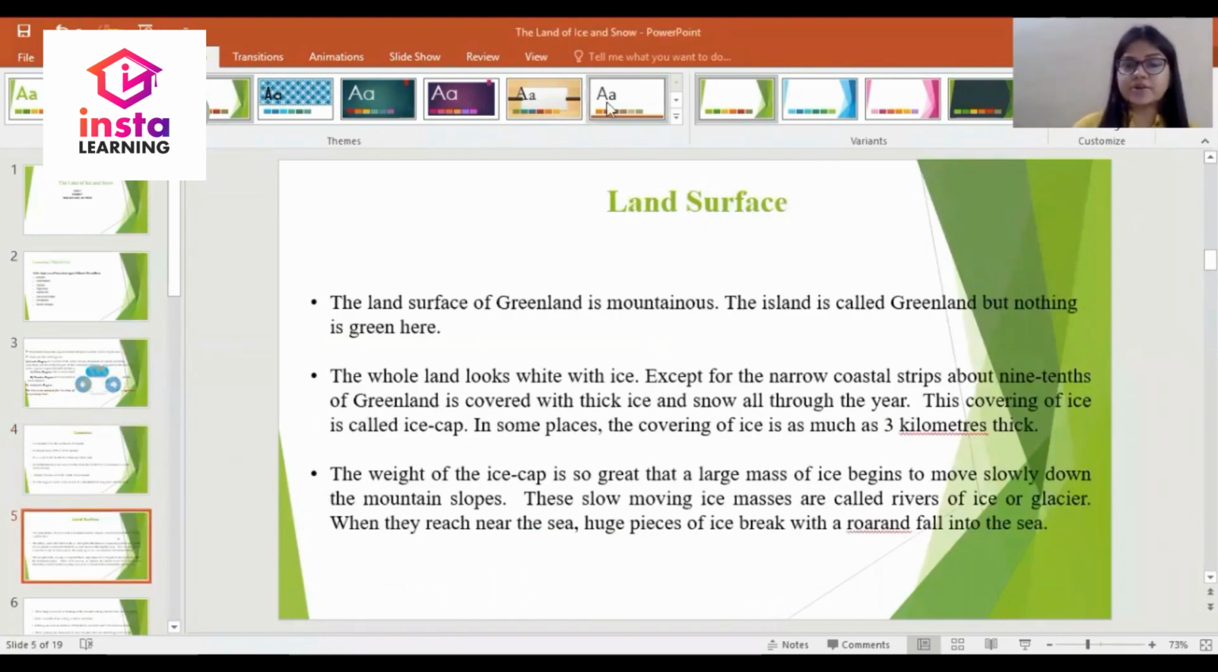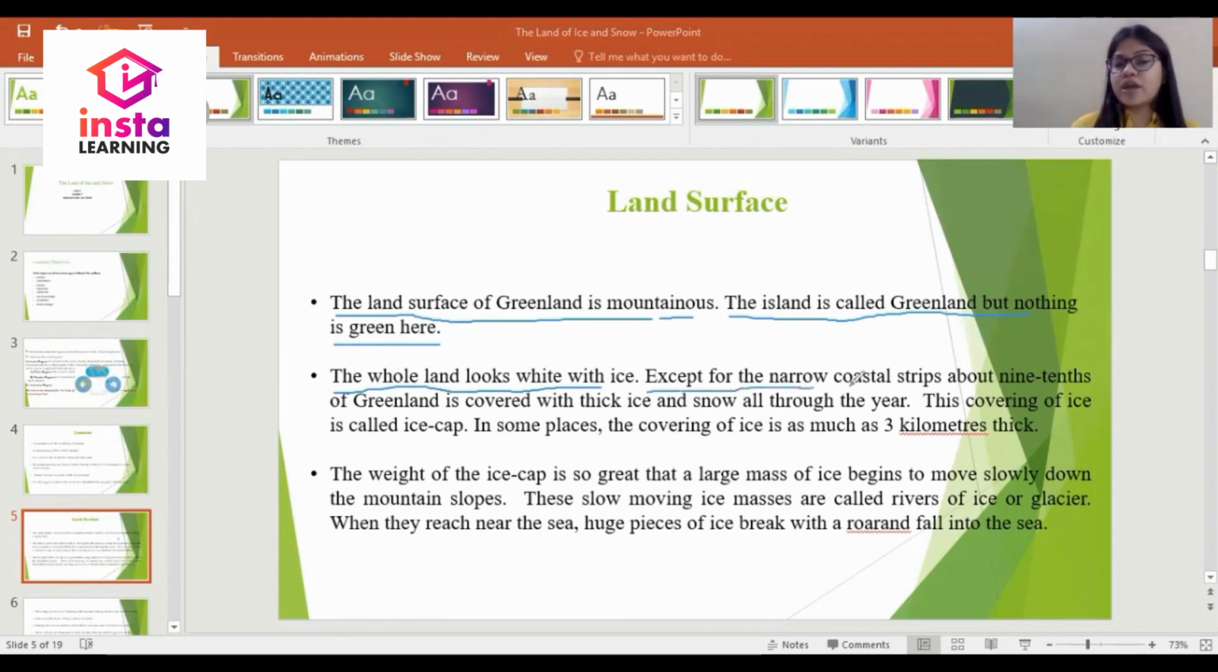The land surface of Greenland is mountainous. The island is called Greenland, but nothing is green here. The whole land looks white with ice. Why does it look white? Because of ice. There is so much ice there that the whole land looks white.